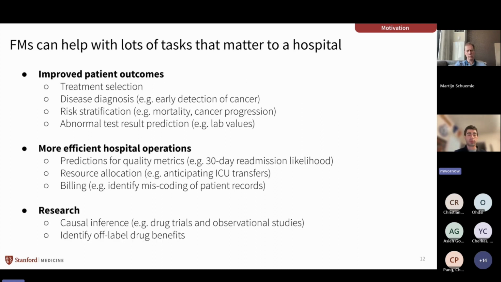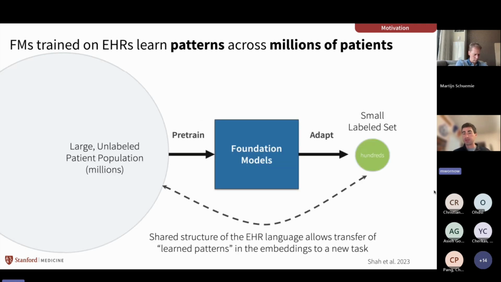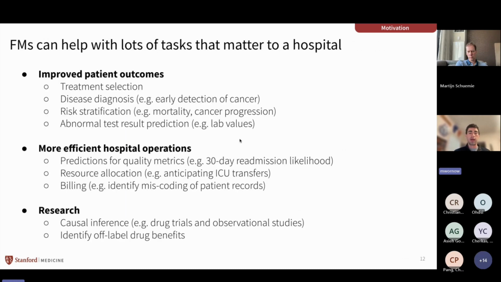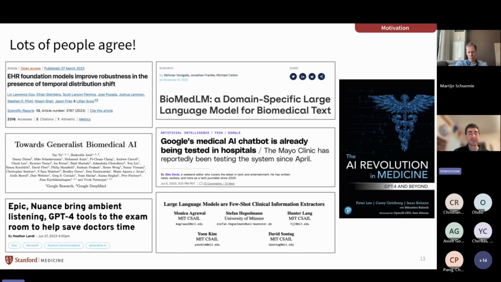And then it can also help on the research front. There's also been a little bit of work from our lab using foundation models for causal inference. And so there's a wealth of downstream tasks, a wealth of these little green circles on the right-hand side that you could apply the same core foundation model in blue to that a hospital might care about. And obviously, we're not the first people to think this, lots of people agree. There's been a lot of excitement on training and hopefully deploying foundation models in healthcare settings.